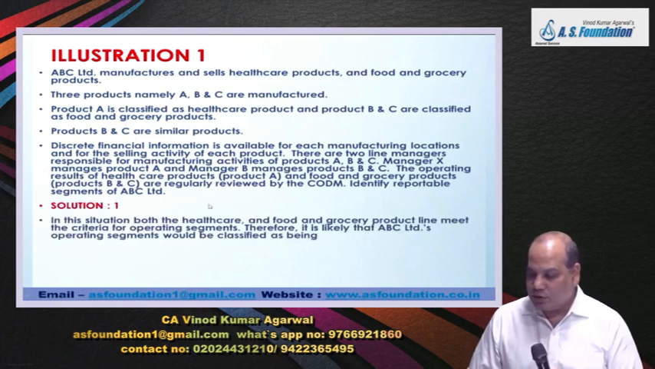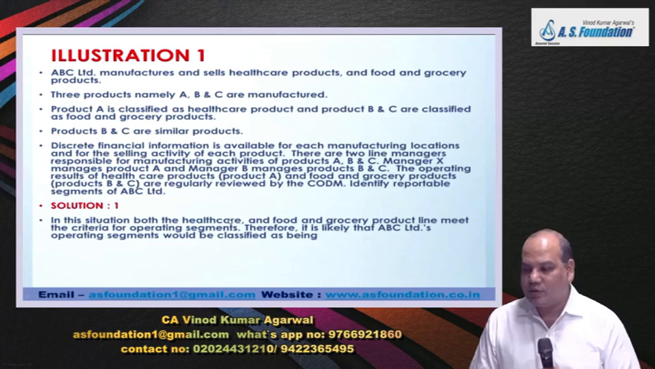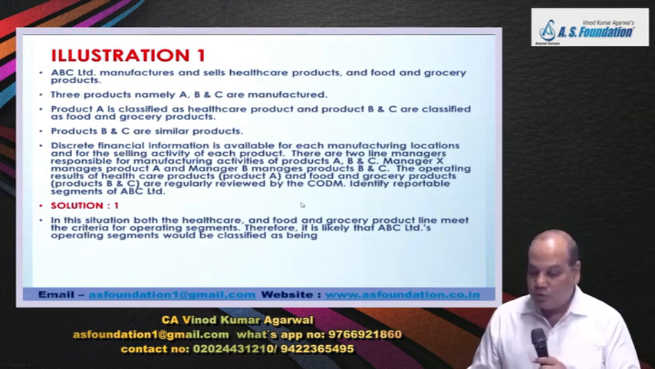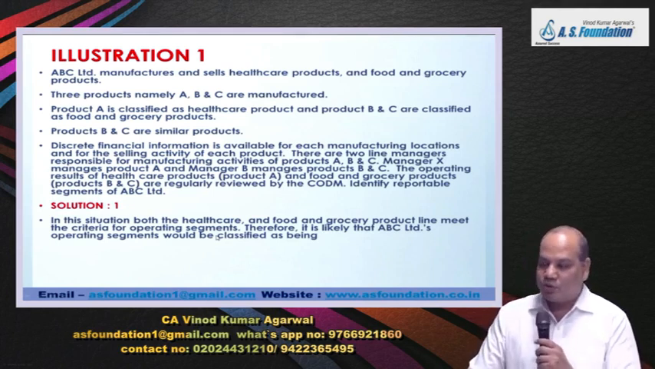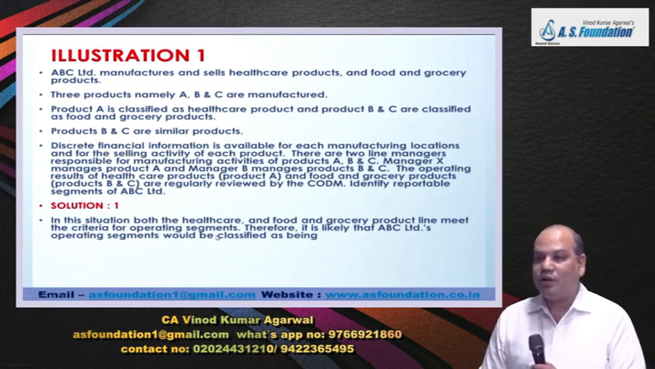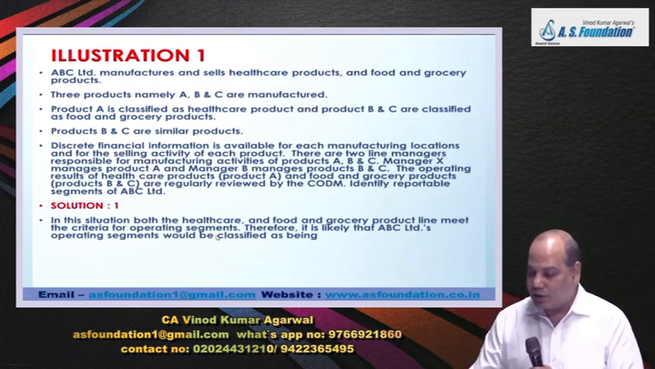So therefore the answer is, in this situation, you can make 2 segments in your presentation: healthcare product, food and grocery product. A you will put in healthcare product, and B and C you will put as food and grocery product. Meet the criteria for operating segment. What is the meaning of operating segment? That these are components of the enterprise whose performance is regularly reviewed by the CODM for allocation of resources, for which discrete financial information is available. So they are operating segments.